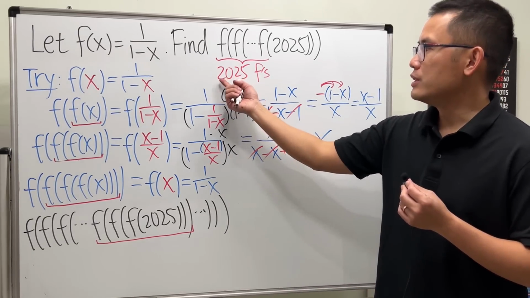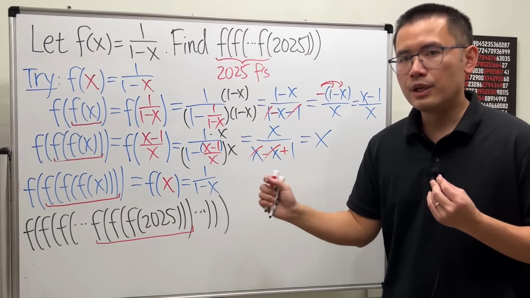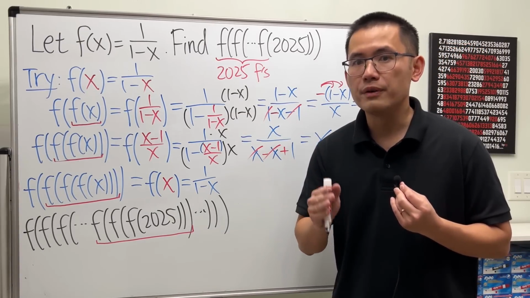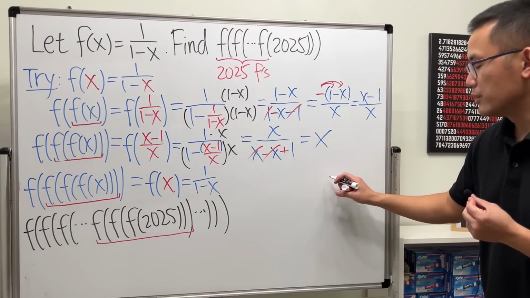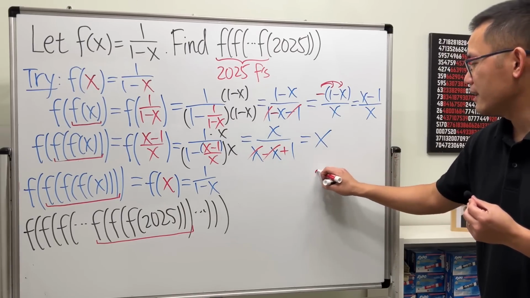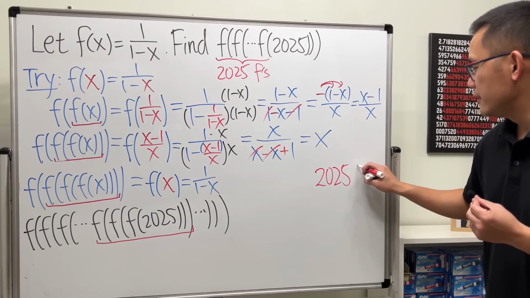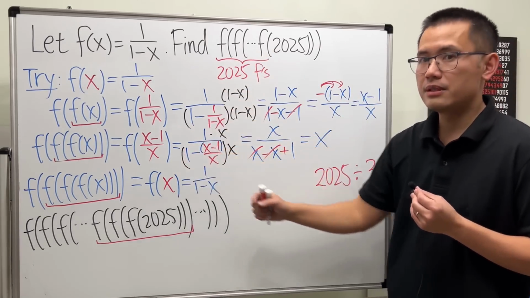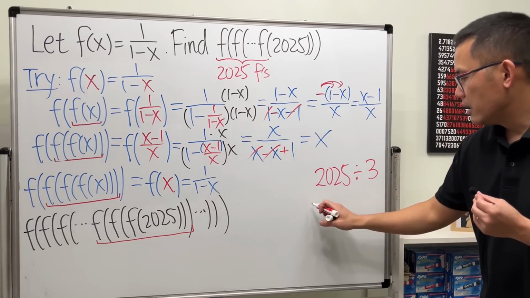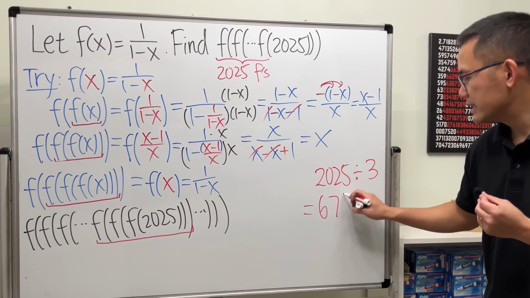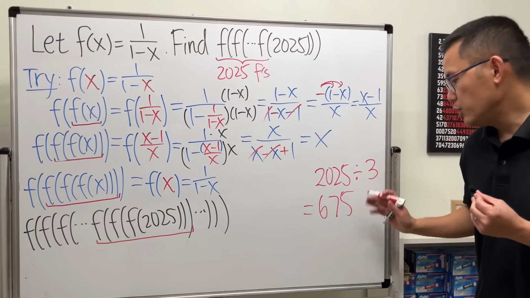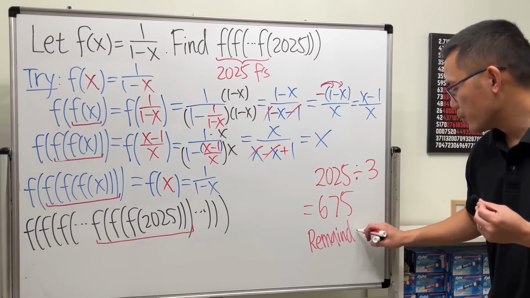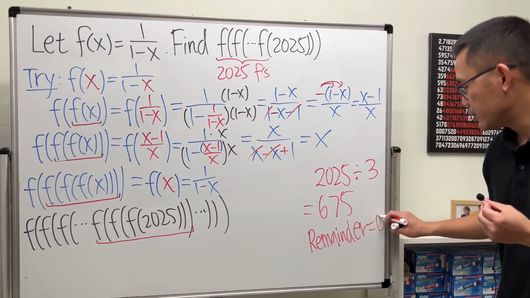Now, since we have a total of 2025 f's, we'll just have to see how many times we can put them into groups of 3. To do so, we can just do a long division. We'll just divide 2025 divided by 3. It repeats every 3 times. That's why we are dividing by 3. And if you work this out, we get 675. And the key right here is that you will have to know the remainder, which is equal to 0.